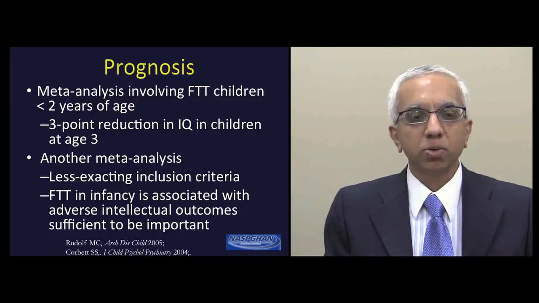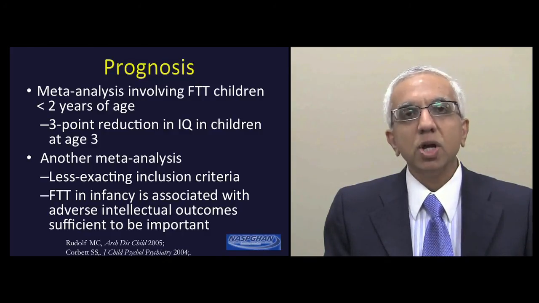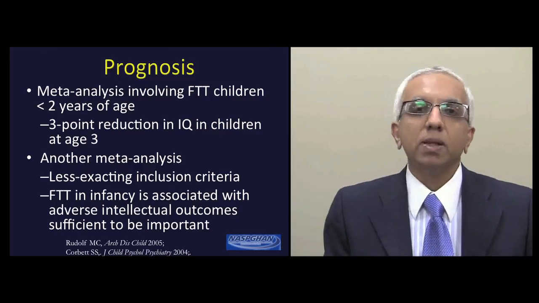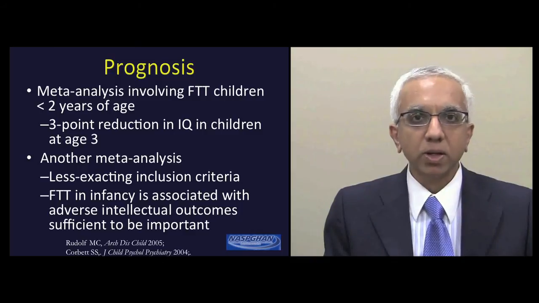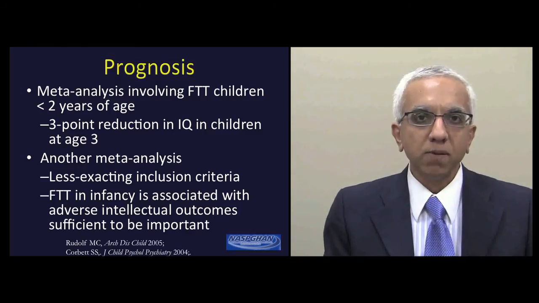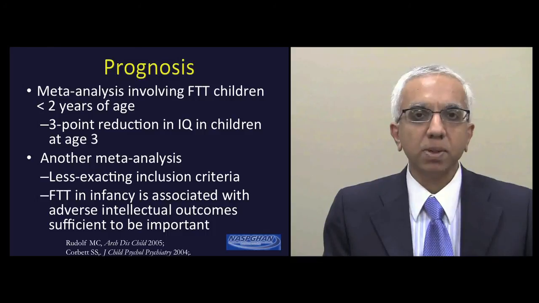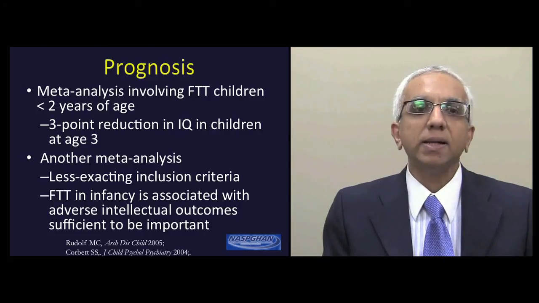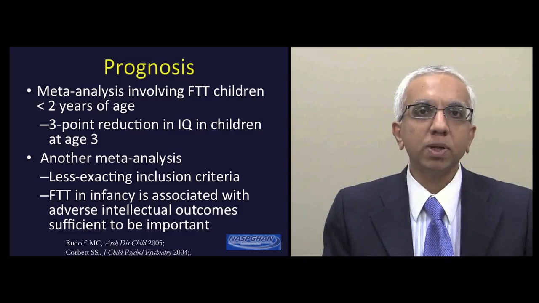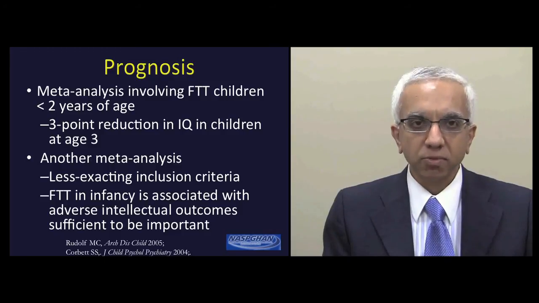Finally, a word about prognosis. A meta-analysis involving failure to thrive children less than 2 years of age showed a 3-point reduction in IQ in children at age 3. There are 2 ways to look at it. A 3-point IQ reduction does not seem to be very much, but you have to remember that the decrement in babies whose moms have consumed cocaine while pregnant is much smaller than this, and the additive improvement of a child being breastfed in IQ points is also smaller than this number, so this may actually be significant.